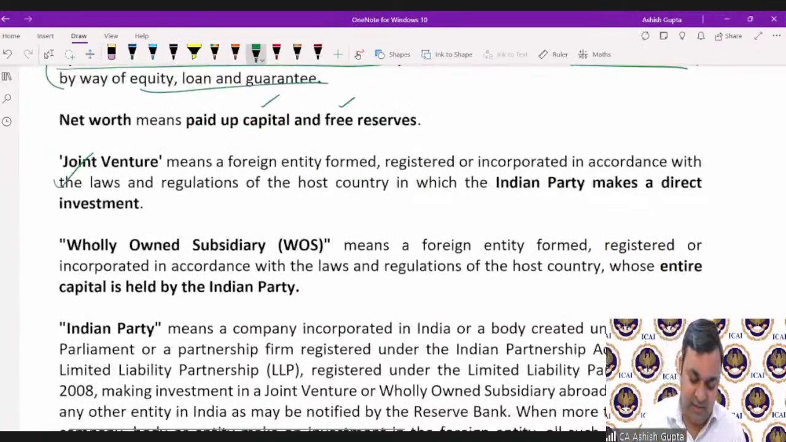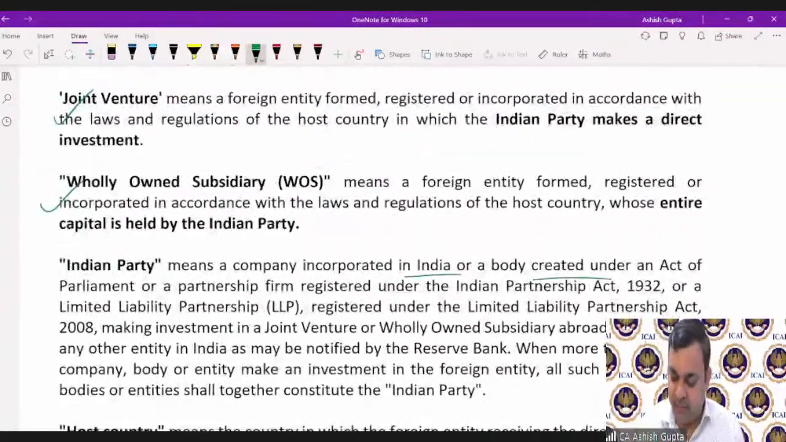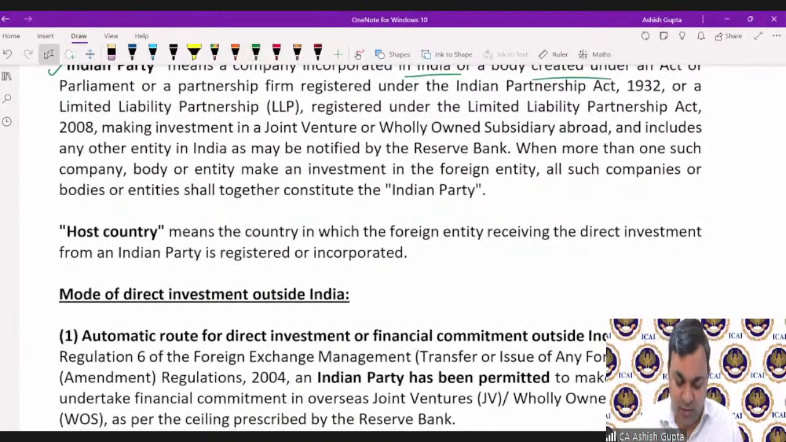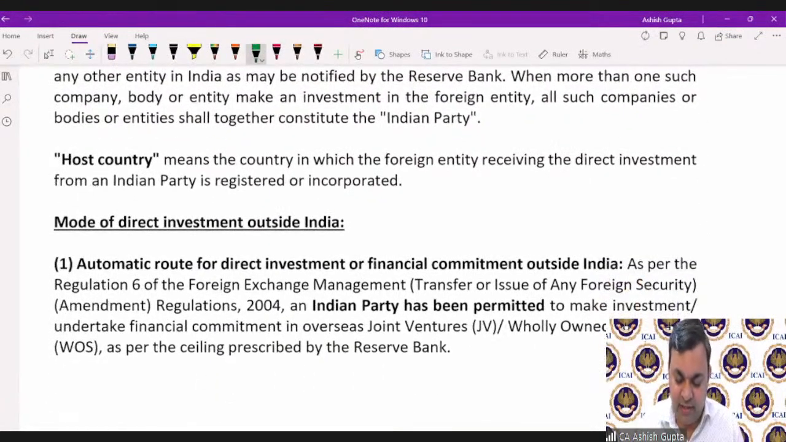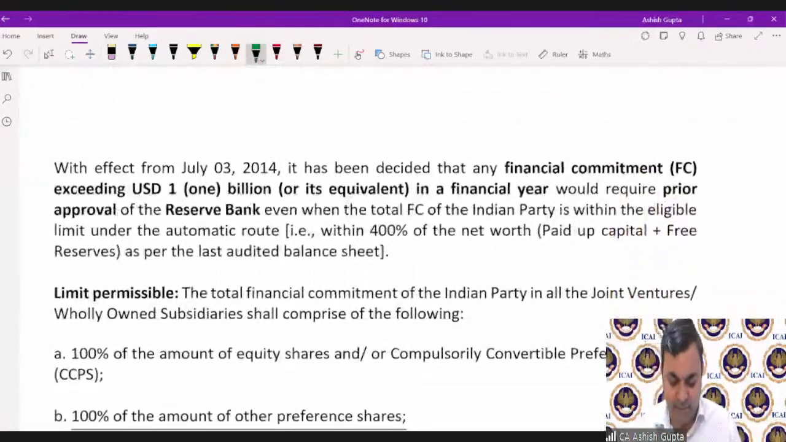Joint venture is this. Wholly owned subsidiary is this. Indian party means Indian company, body corporate. Host country means foreign company, foreign country. Mode of direct investment outside India: automatic route. Regulation 6. Indian parties have been permitted to make investment and undertake financial commitment in an overseas joint venture or wholly owned subsidiary as per the ceiling prescribed by RBI.